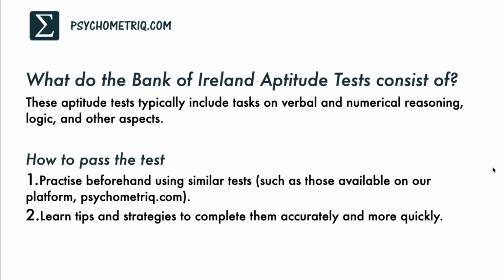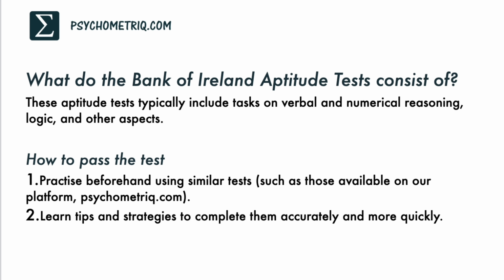These tests allow you to screen candidates in a standardized way and verify if they have the necessary competencies to work in a banking environment before moving on to the next stage of the hiring process. What do the aptitude tests of the Bank of Ireland consist of? These tests normally include logical reasoning tests, verbal reasoning tests, and numerical reasoning tests. They may include other types of tests depending on the position you are applying for at the bank, but the most typical ones are the three I mentioned at the beginning.